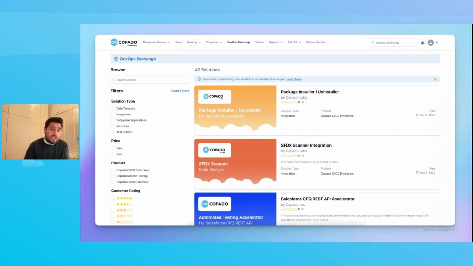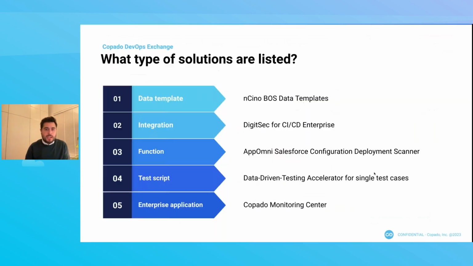These can be found on our success website. You go to success.copado.com and you will see a tab called DevOps Exchange. This is where you are going to notice all the listings that our community, partners, and Copado Labs teams have created to address those specific challenges. You might ask yourself, what is included in those solutions? What kind of solutions can I find? What kind of problems can I solve?